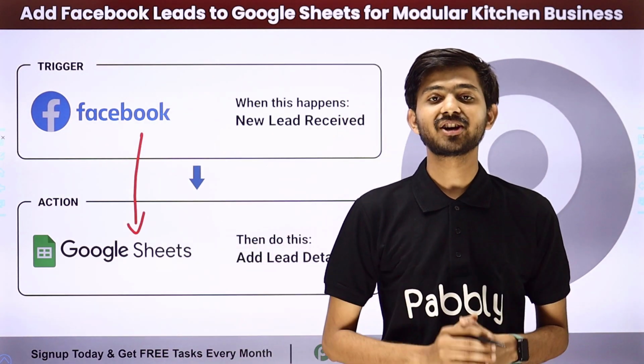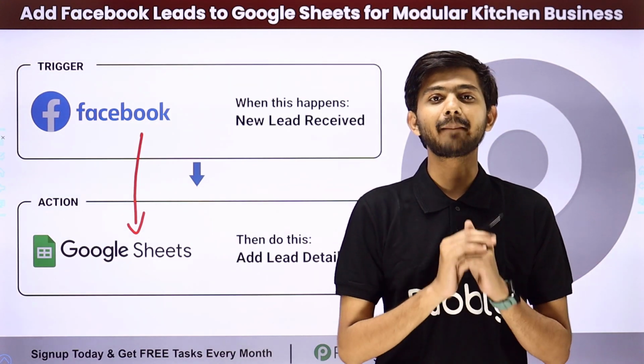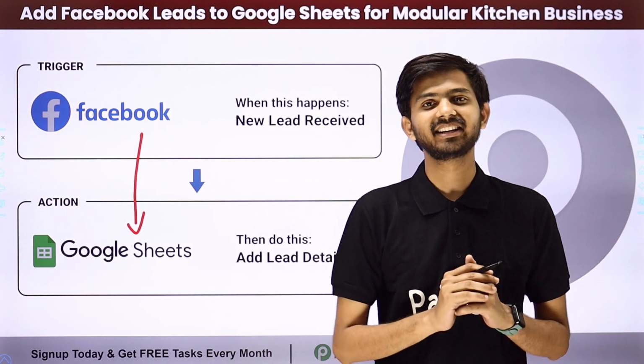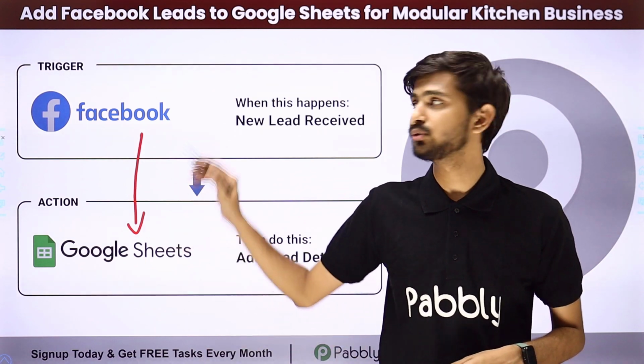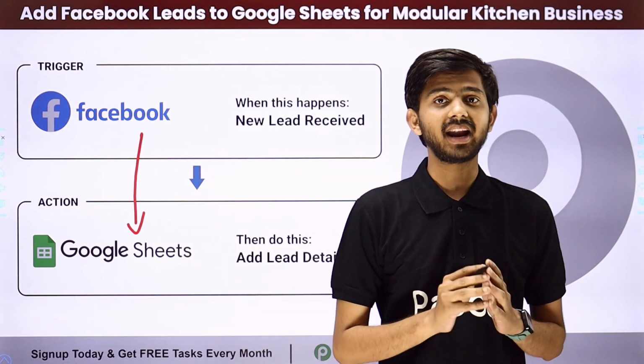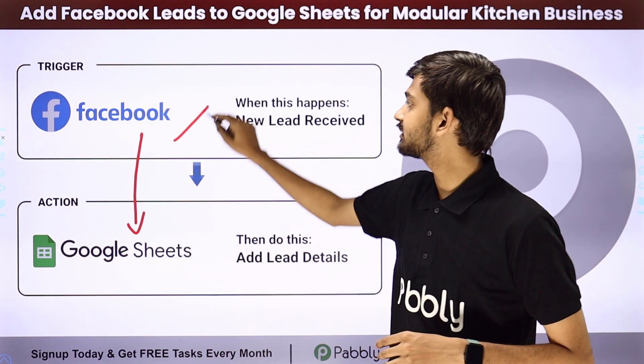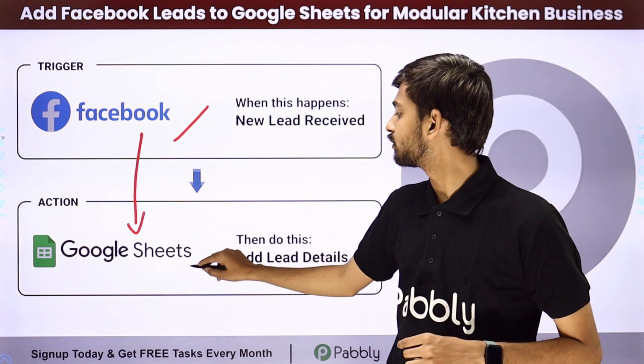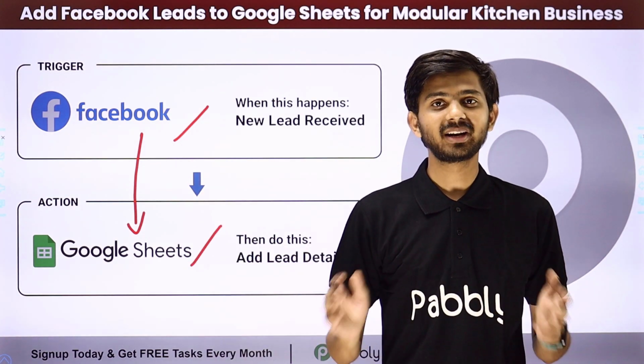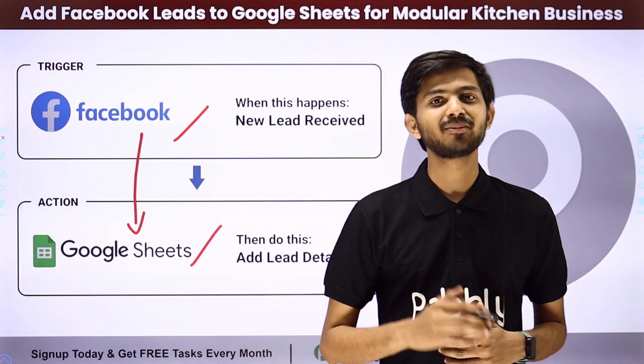For creating this connection, I'm going to use Pabbly Connect, which is an amazing software for automation and integration. In Pabbly Connect, I'm going to use trigger and action. In trigger application, I'm going to use Facebook lead ads. In action application, I'm going to use Google Sheets. So how am I going to create this integration? For that, let me take you to my computer screen.